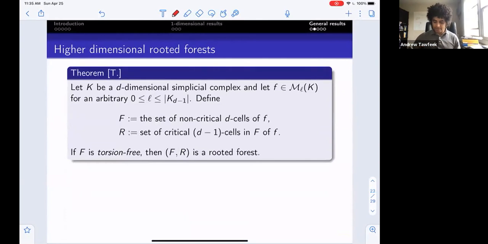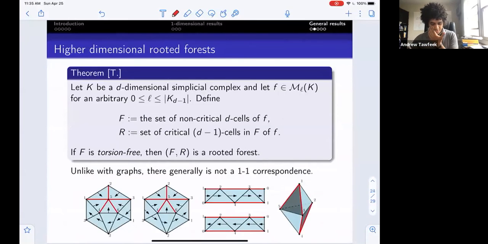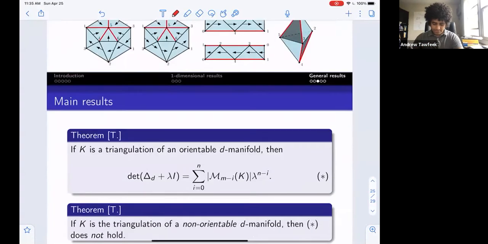So we tried to proceed as we did before and find a connection between gradients in higher dimensions and a notion of a higher dimensional rooted forest. But of course, the problem is there's not always going to be a one-to-one correspondence. This is especially problematic with things that are non-orientable. And here is an example of some cases.